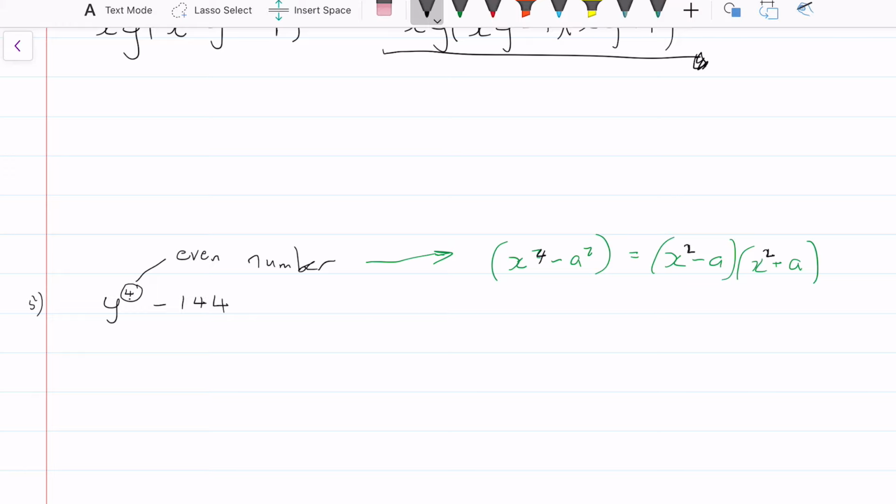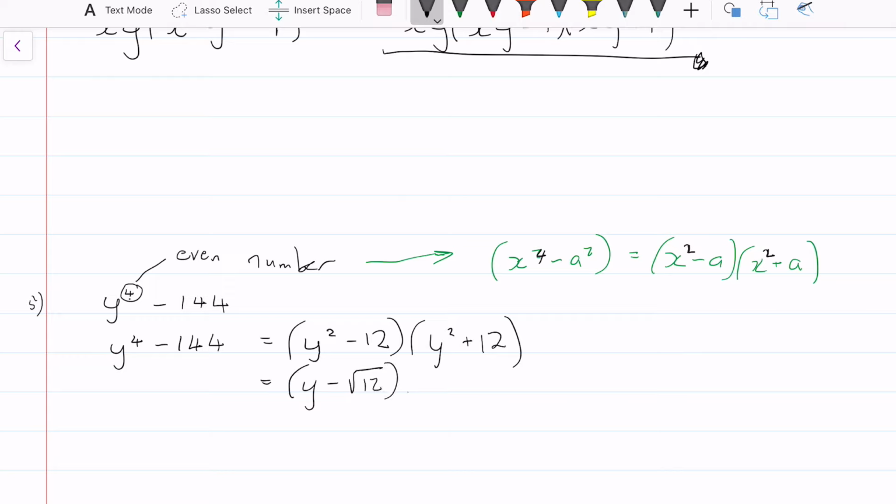So y to the power of 4 minus 1 to the power of 4 is equal to y squared minus 1 squared, y squared plus 1 squared. Okay, and once again we have a difference of squares again. So we can say y minus square root of 12, y plus square root of 12 times y squared plus 12. And that would be your final answer.